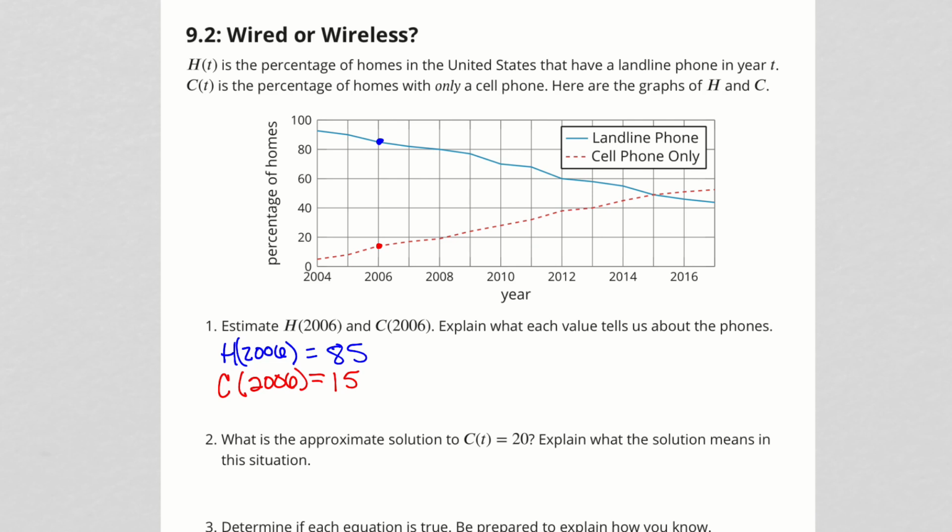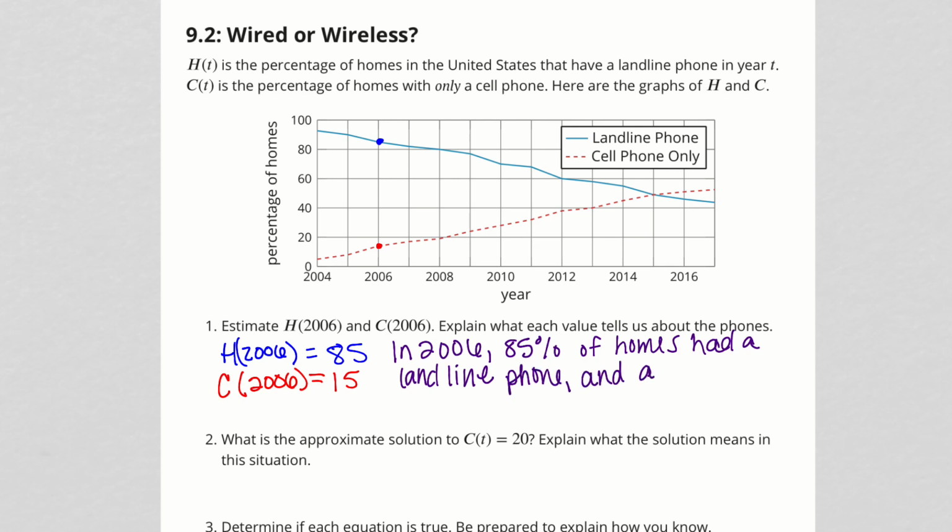Okay, so to explain what this means, we're going to say in 2006, about 85% of homes had a landline phone, and about 15% of homes only had a cell phone.